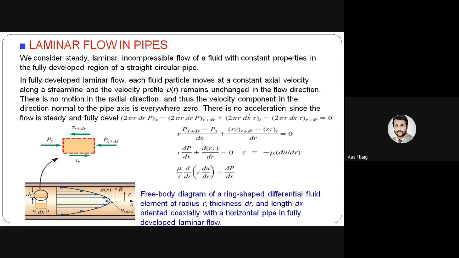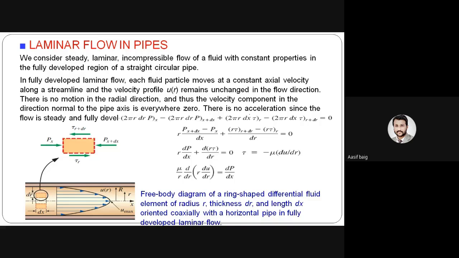We will see laminar flow in pipes. We consider steady laminar incompressible flow of a fluid with constant properties in the fully developed region of a straight circular pipe. In fully developed laminar flow, each fluid particle moves at a constant axial velocity along a streamline, and the velocity profile remains unchanged in the flow direction. There is no motion in the radial direction, and thus the velocity component in the direction normal to the pipe axis is everywhere zero. There is no acceleration since the flow is steady and fully developed.